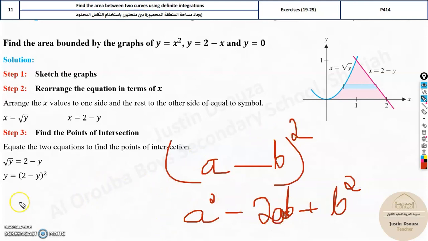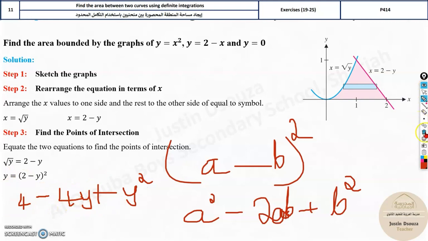Now, directly solve this up. It'll be 2 square, that is 4. I'll directly write it over here. 2 square is 4. A value is 2 and b value is y. So 2 square is 4 minus 2 times ab. 2 into y into 2 because this 2 is extra, right? 2 times 2 is 4 y, plus y square. Now all you need to do is, this is it.